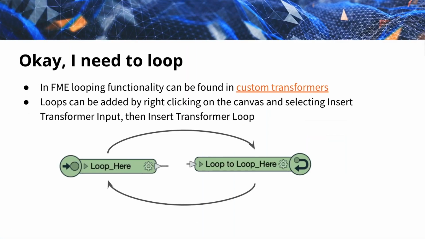But sometimes you do need to loop. Sometimes you don't know how many pages of results you'll need to go through. And that's when custom transformers come in handy. You can easily create a loop in a custom transformer just by right-clicking and saying loop to here.